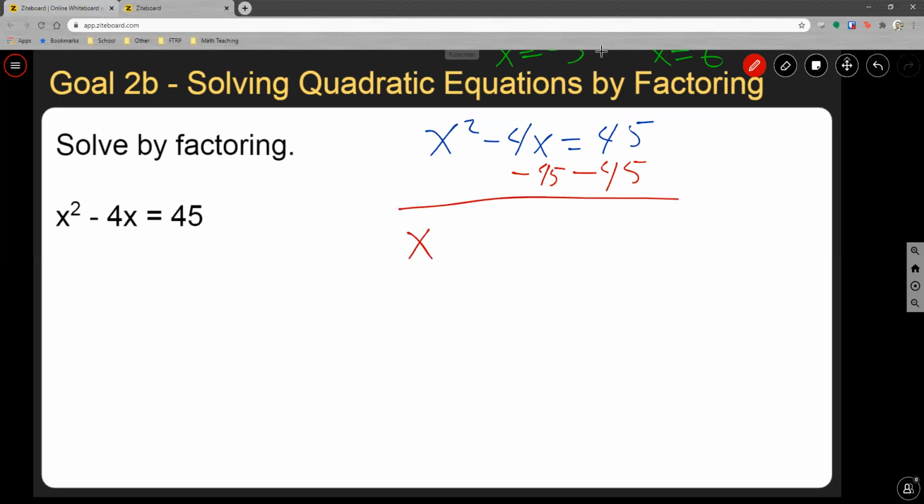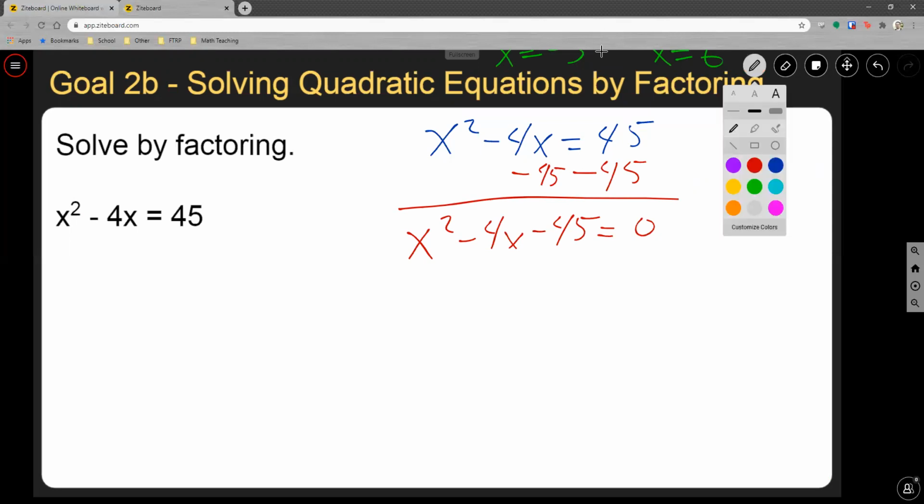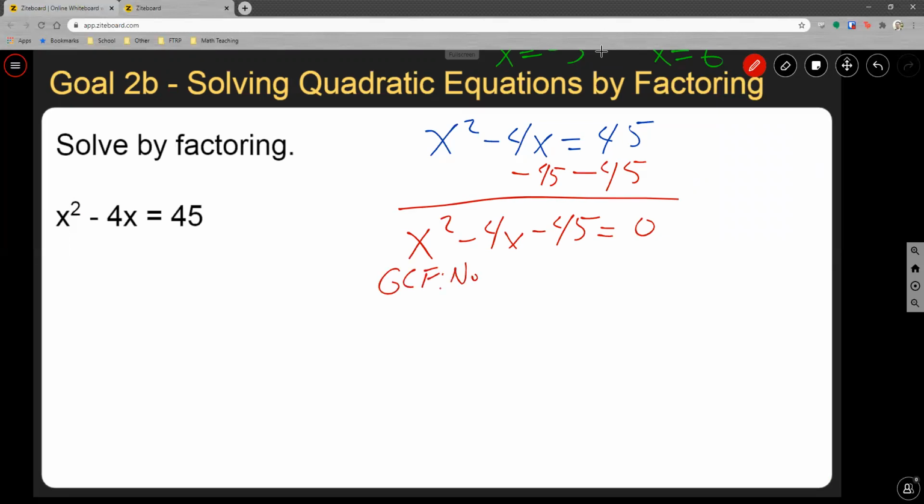So what I end up getting is x squared minus 4x minus 45 equals 0. Now it's just a matter of going through our steps. Well, do I have a GCF? No GCF here. Special quad? No, I don't have that either. So I'm going to go right to my X box method.